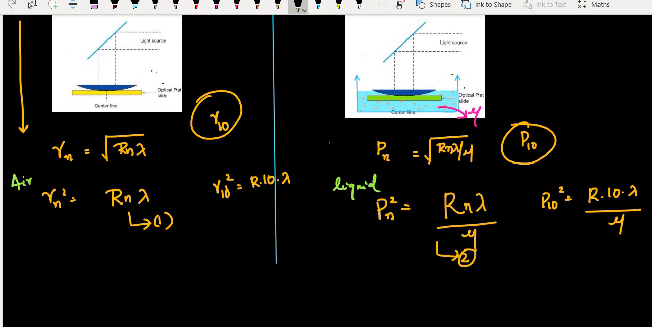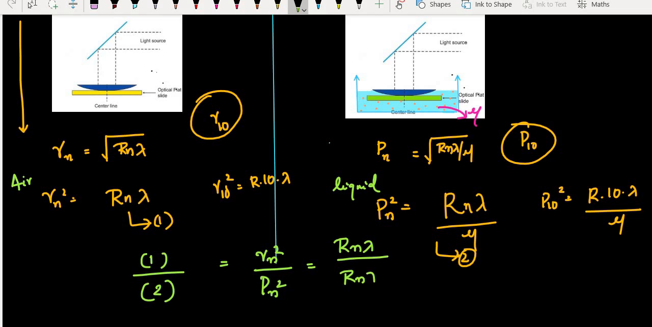Let's take equation number 1 divided by equation number 2. What do I get? Rn square divided by Pn square is equal to Rn lambda divided by Rn lambda by mu. So this cancels, and we get Rn square divided by Pn square is equal to mu.